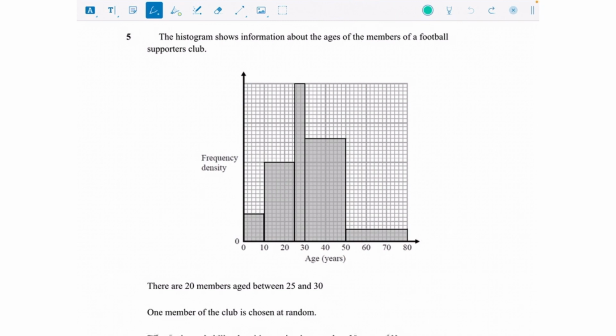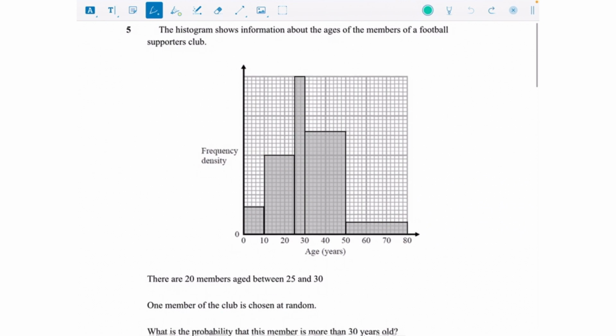The histogram shows information about the ages of members of the football supporters club. There are 20 members aged between 25 and 30. One member of the club is chosen at random. What's the probability that this member is more than 30 years old?